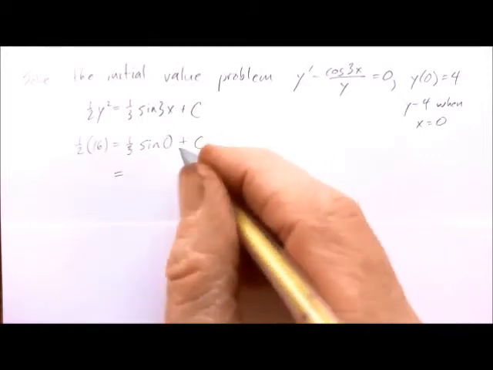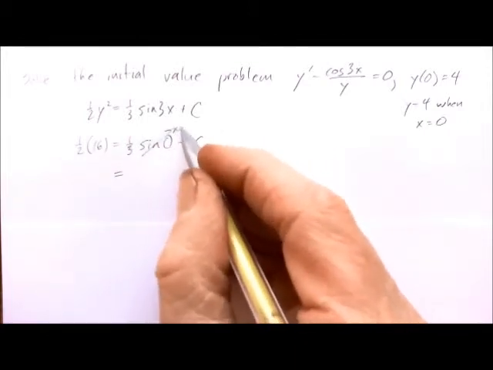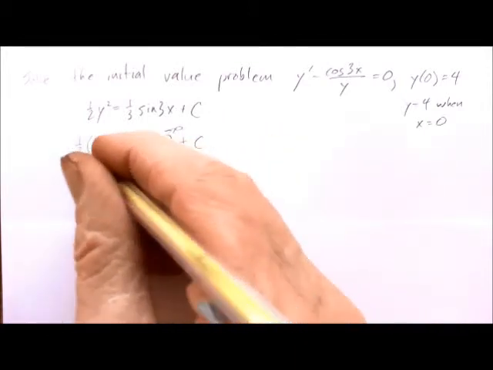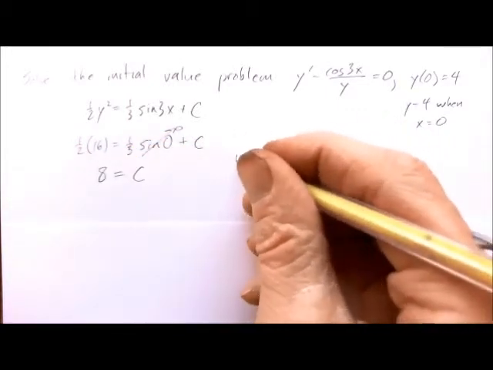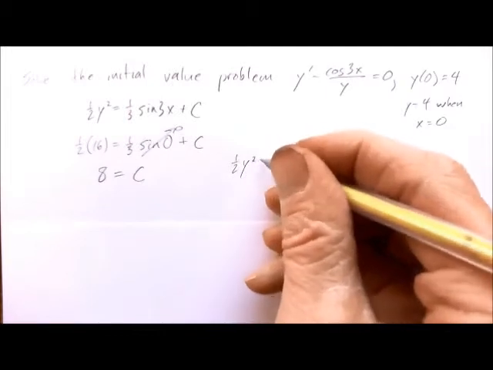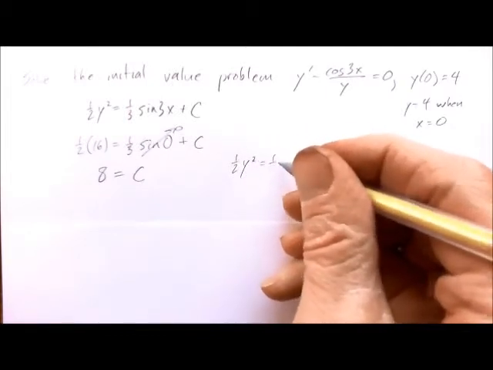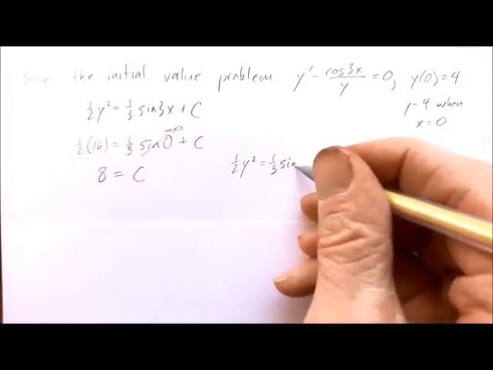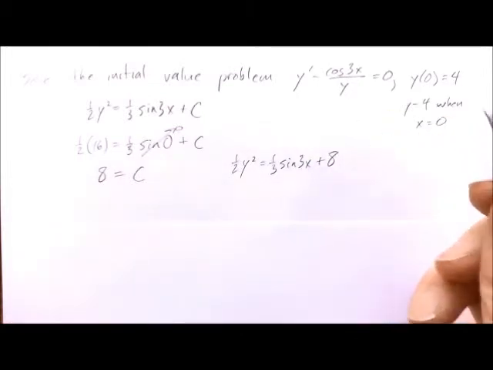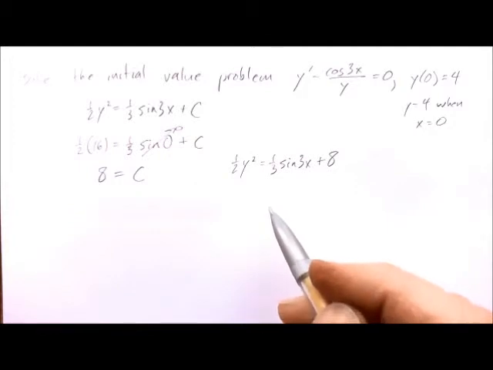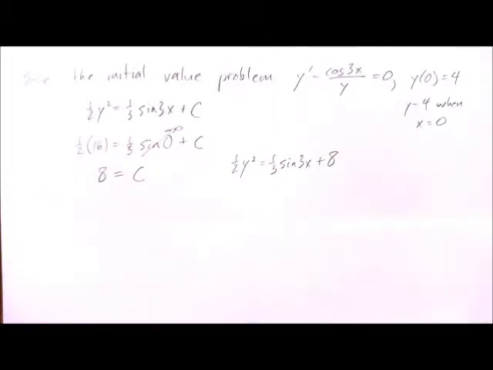And so in this case, the sine of 0 is 0. And so c equals half of 16, or 8. So our final solution is 1/2 y squared equals 1/3 sine 3x plus 8. And so that concludes showing how to solve some initial value problems by using separation of variables for the differential equation.